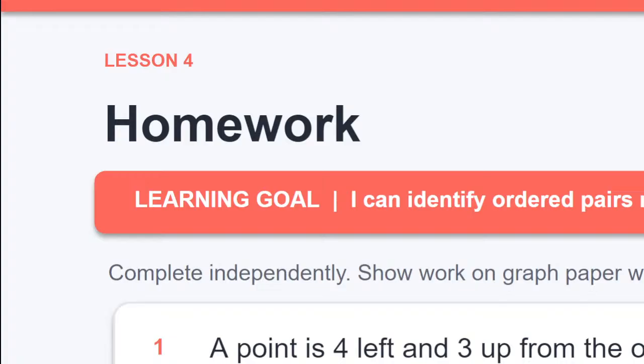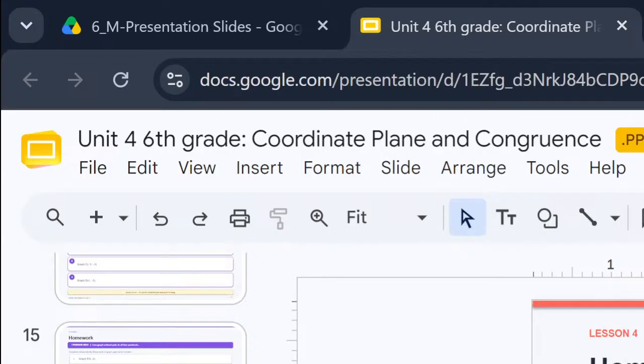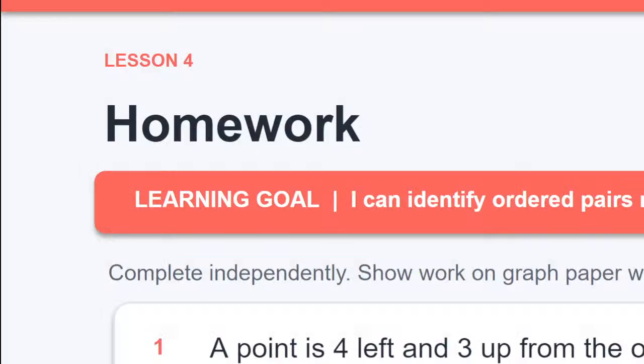Number 1, the point is 4 left and 3 left, with the origin. Write it as an ordered pair. Number 2, the point is 2 right, 5 down. Write it as an ordered pair. Number 3, the point lies on the x-axis, 6 units left of the origin. Number 4, the point lies on the y-axis, 4 units below the origin. And 5, explain how you read the point from the graph.